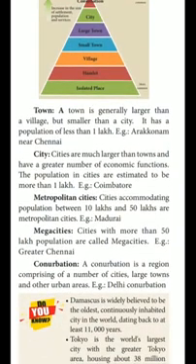Next one is the mega cities. What do you know about these mega cities? Cities with more than 50 lakh population are called mega cities. Example, Greater Chennai. Next, the last one is the conurbation. Do you know about this conurbation? A conurbation is a region comprising a number of cities. Many cities join together and form a conurbation. That is called a conurbation.